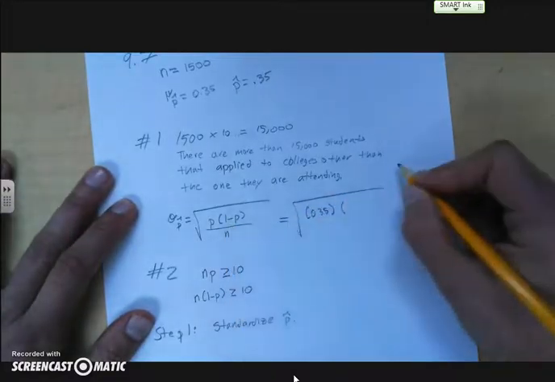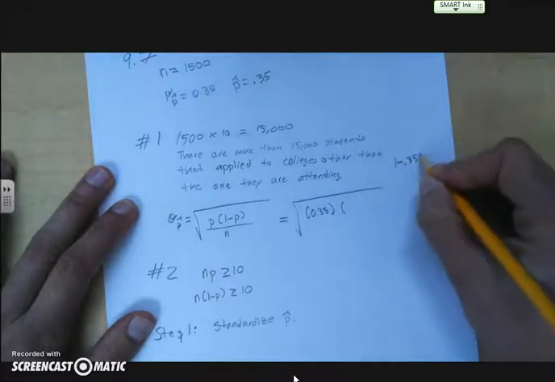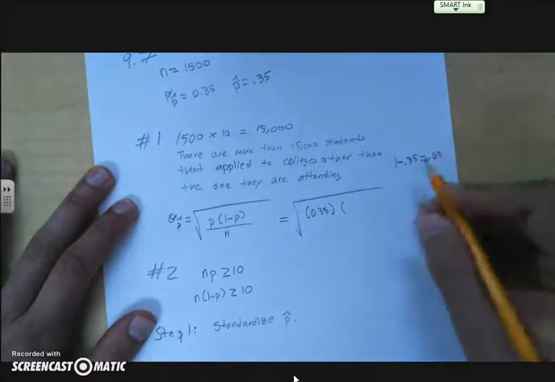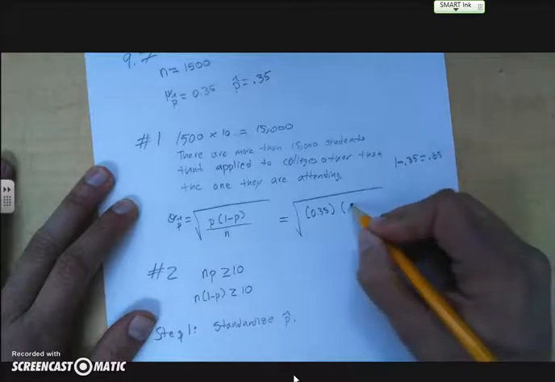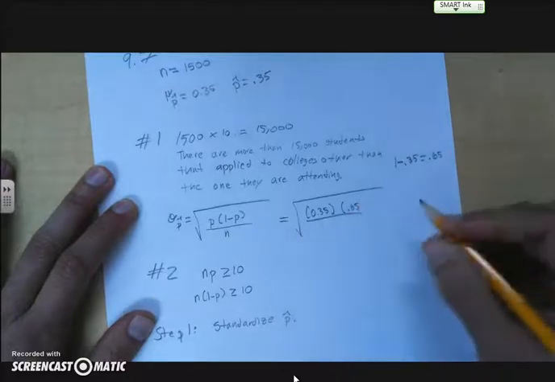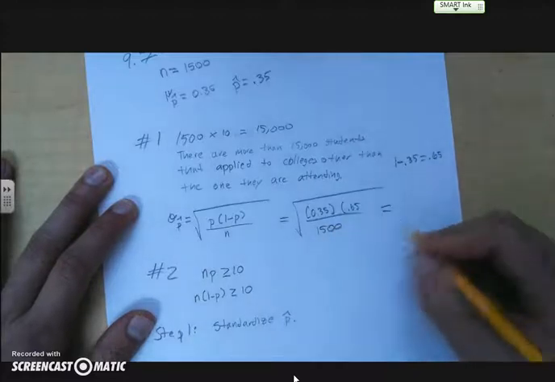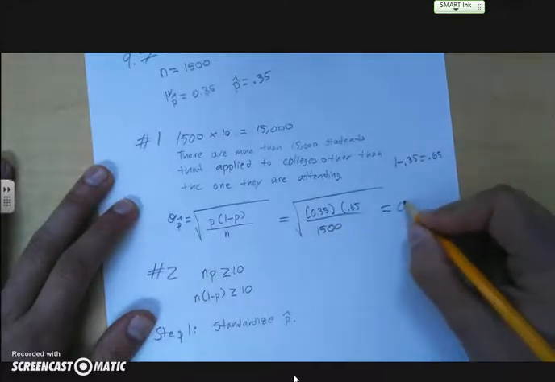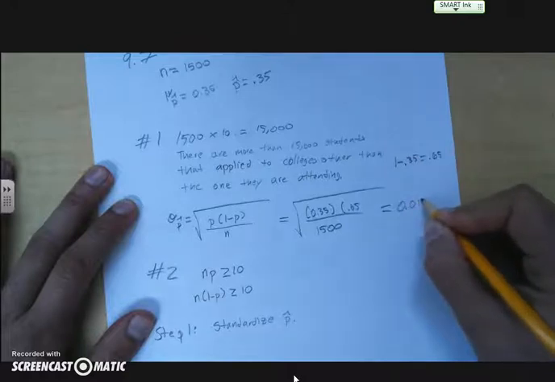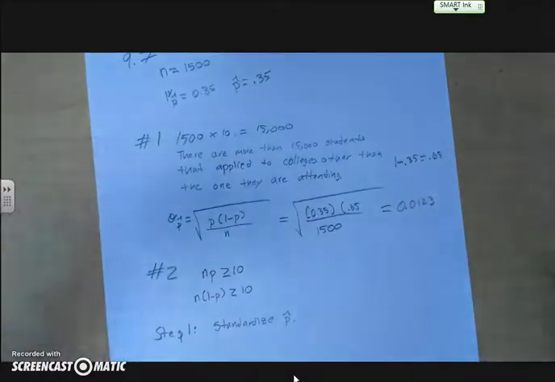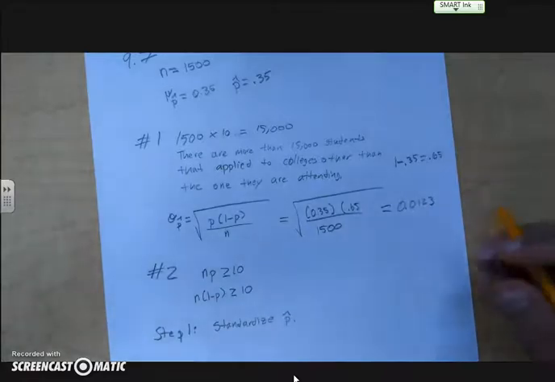Now for this part here, the 1 minus p, that'll give us 0.65. If you guys want to skip having to write this part out and just put the 0.65 here, I'm totally okay with that. Nothing wrong with that at all. And then if you enter this all into your calculator, you get the answer is 0.0123. Kind of funny, goes in that order.